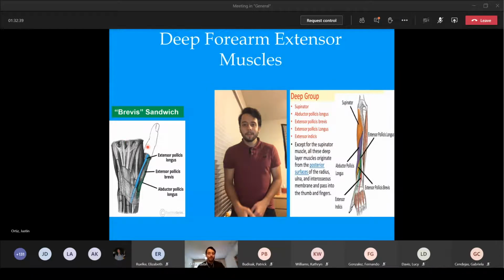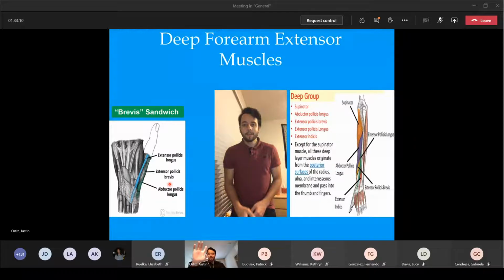So I put the picture right here to help you remember, because like I showed you in the video, the one that's the most lateral is the abductor pollicis longus, right? So you can see that in that image. It's going to allow for that C, right? So it's going to allow for you to abduct your thumb. The middle one is going to be your extensor pollicis brevis, which is why we call it a brevis sandwich, right? Because it's going to be two longuses outside of a brevis, which is why they call it a brevis sandwich. So the extensor pollicis brevis, that'll help you remember that that's the middle muscle in the anatomical snuff box.